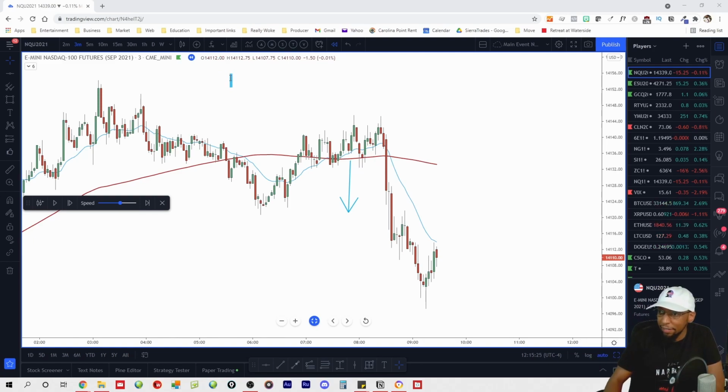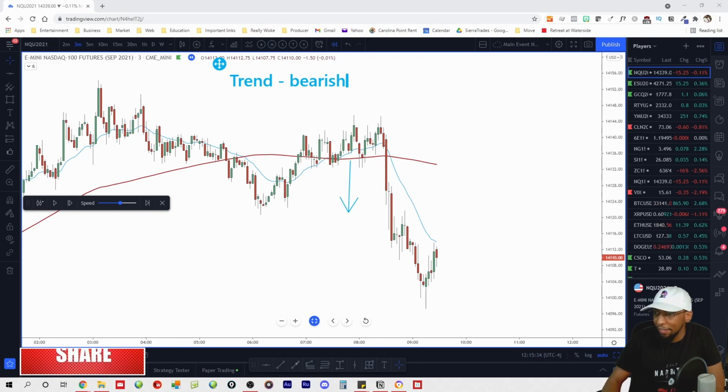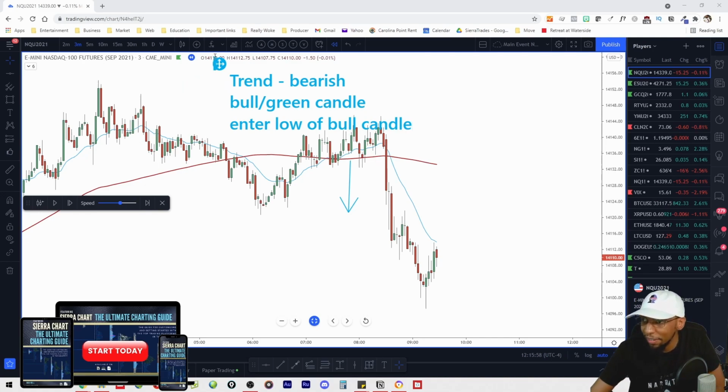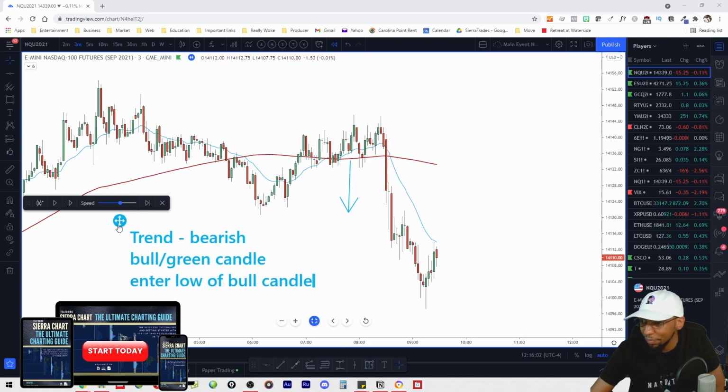Because our trend is bearish, we're looking for a bull or green candle, and we're going to enter at the low of that bull candle. Okay, so this is what we're looking for. I'm going to put this down there.